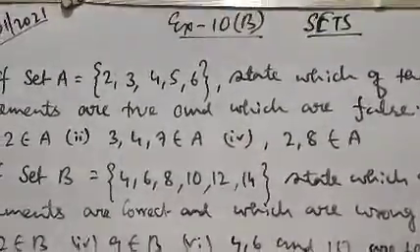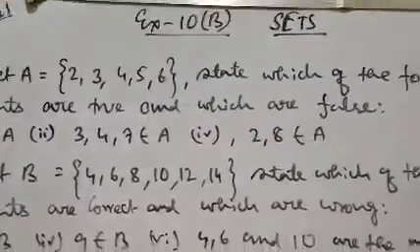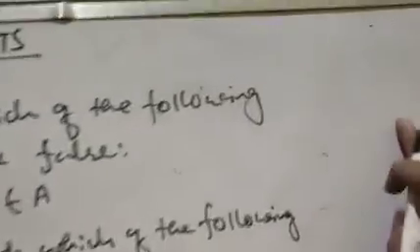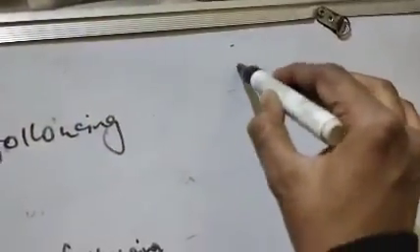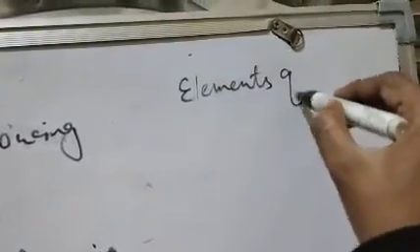Actually, there are two properties which will be required in this exercise, and the main important thing is the element of a set. So let's make a heading: elements of a set.